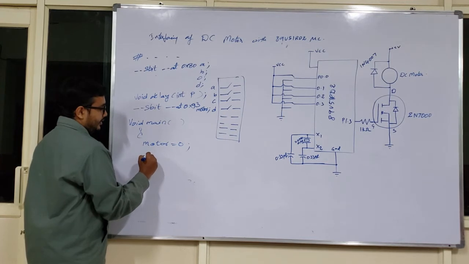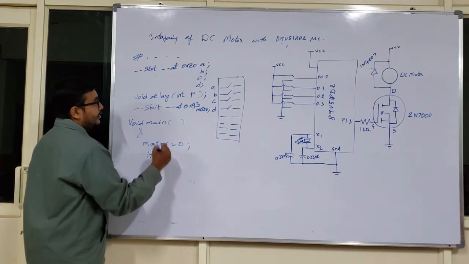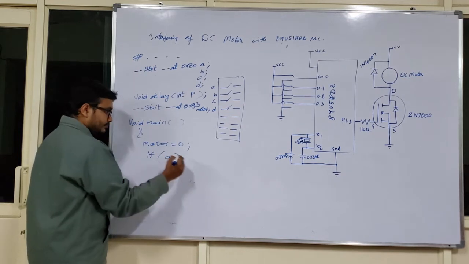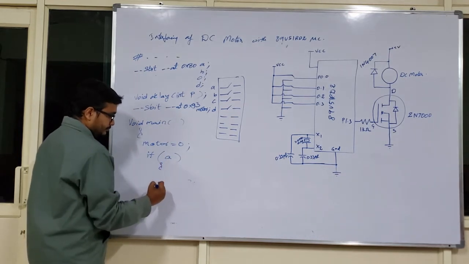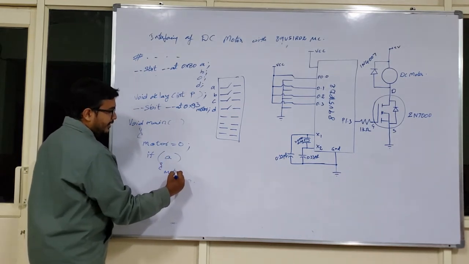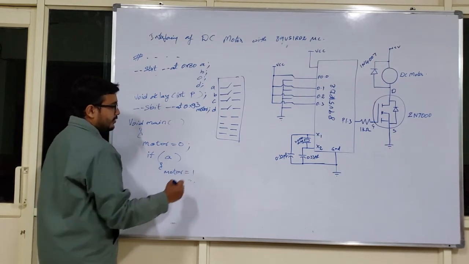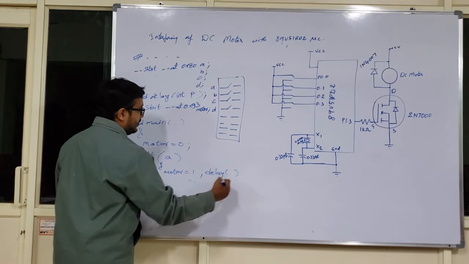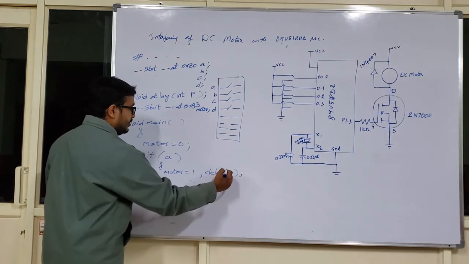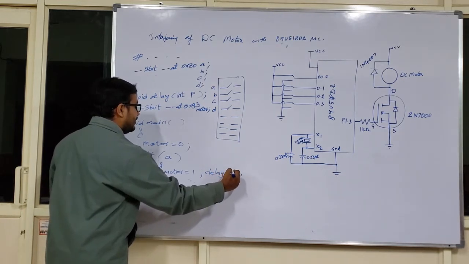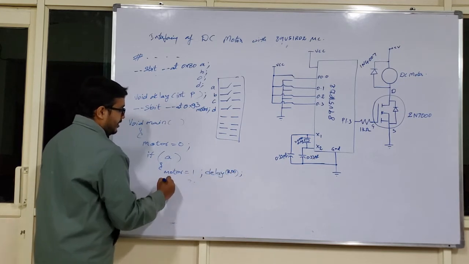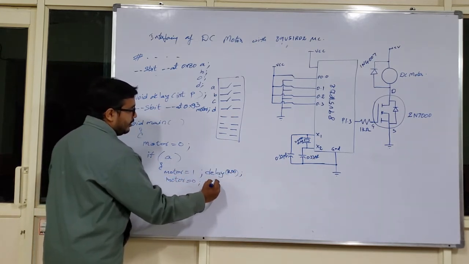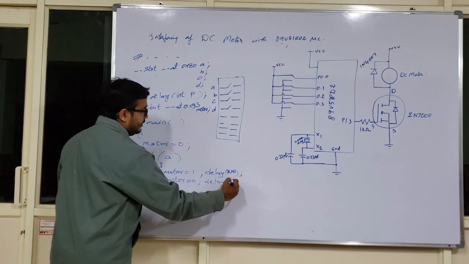After that, if my A switch is turned on, motor will be on for how much amount of time? That is 200 as per the earlier condition discussions. So the value of 200 iterations is given here, and it will be off for a delay of 800.